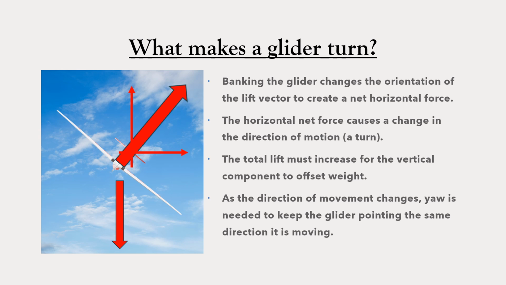Another thing we need to do while we're turning is make sure that the direction that the aircraft is pointing keeps up with the direction that it's moving. So as we change our flight path and divert it to the right, we want the nose to come over. The vertical stabilizer helps to accomplish that, but we usually need to use rudder to supplement what the vertical stabilizer would do and force it over a little more.